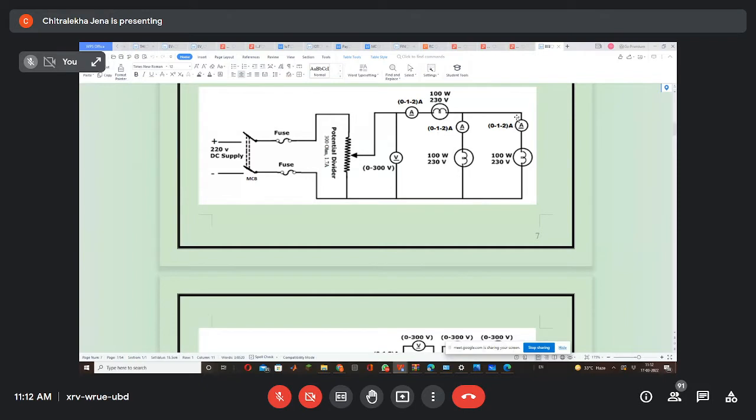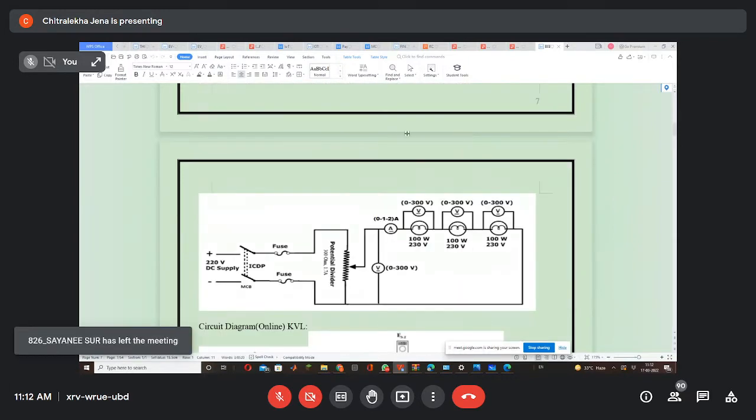Current will flow in this path, current will flow in this path. You check what is the current flowing in these two ammeters, and check what is the current flowing in this ammeter. So this current will be equal to the sum of these two currents. Am I clear now? Yes ma'am.